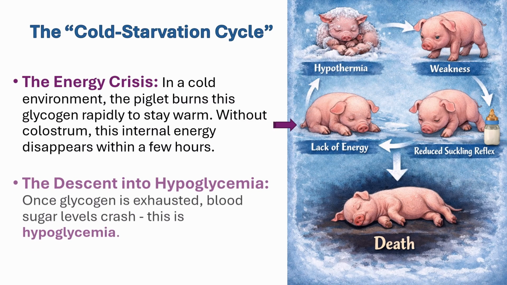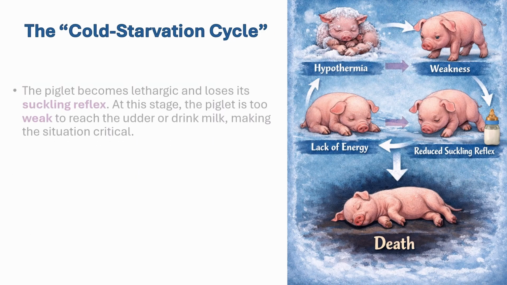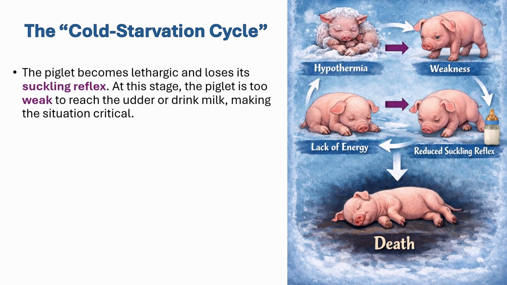This leads to a dangerous descent into hypoglycemia. Once the glycogen is exhausted, blood sugar levels crash. At this stage, the piglet enters a state of clinical collapse. It becomes lethargic, and most importantly, it loses its suckling reflex. This is a critical turning point. The piglet is now too weak to reach the udder or consume the milk it so desperately needs.